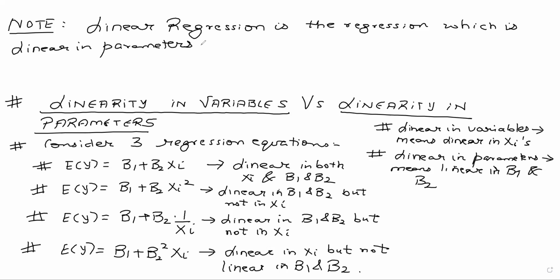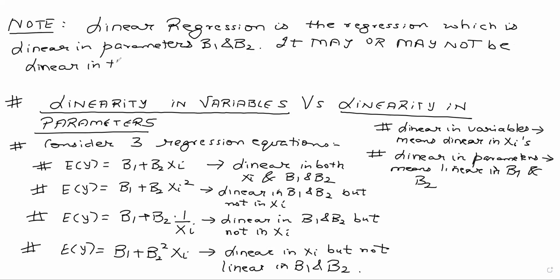Guys, what are the parameters in this lecture? Capital B1 and capital B2. It may or may not be linear in the variables, that is the x's. So when we talk about linear regression, it is a regression which is linear in the parameters. It may or may not be linear in the variables.